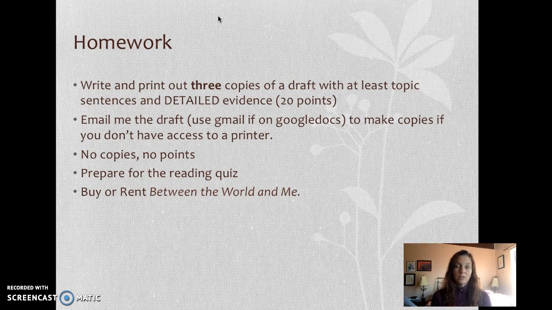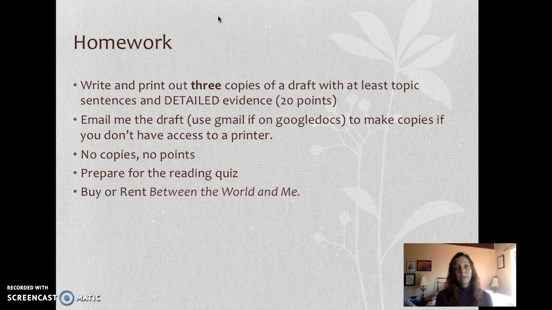If you don't have access to a printer, you want to email me the draft. If you're using Google Docs, email it to my Gmail, which is on the syllabus. And it's KimberlyCEscamilla@gmail.com. And there's no dots or anything, but you have to get that C in there. It doesn't work otherwise. If you don't have copies of any kind and you come into class, there's no point. So you still want to participate, but you don't get points if you don't have copies. So you want to have those copies done. I will definitely make you copies if you don't have access to a printer.